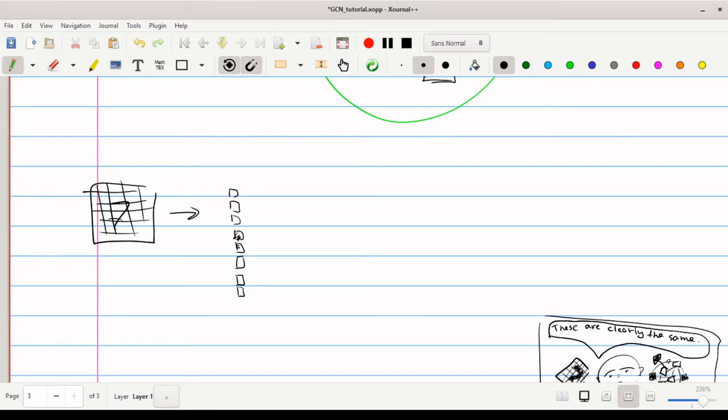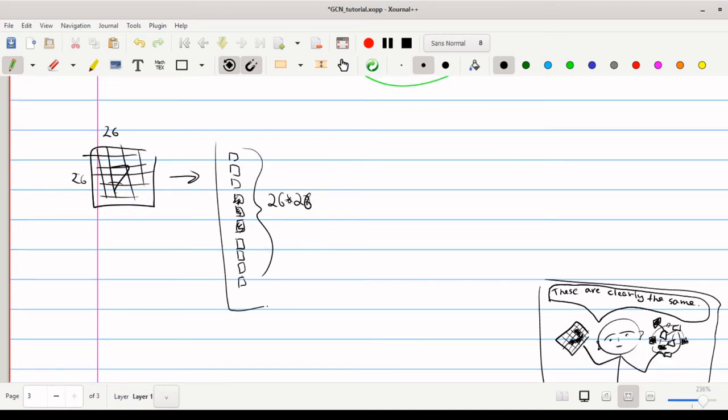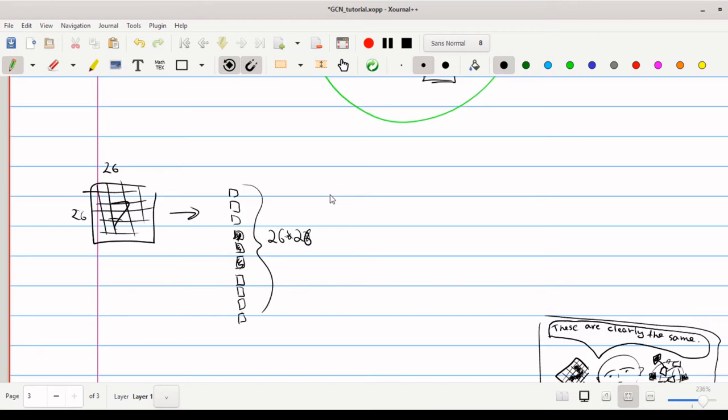So we somehow unroll the image. Let's say if it's 26 by 26, so this thing is going to be 26 by 26 long. So we have the nodes and their features. In this case, the features of the nodes are just their activations.